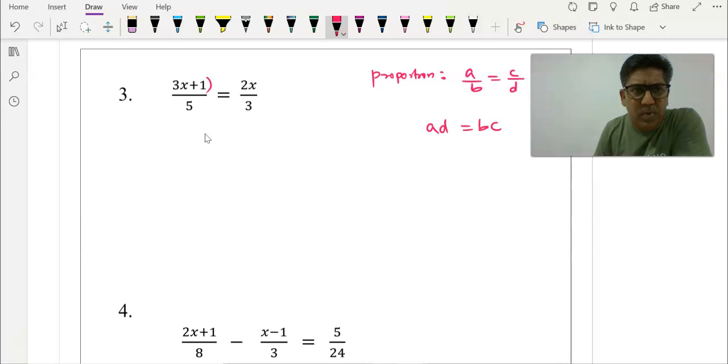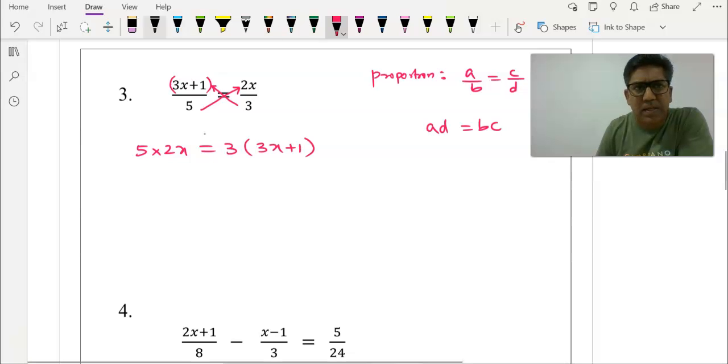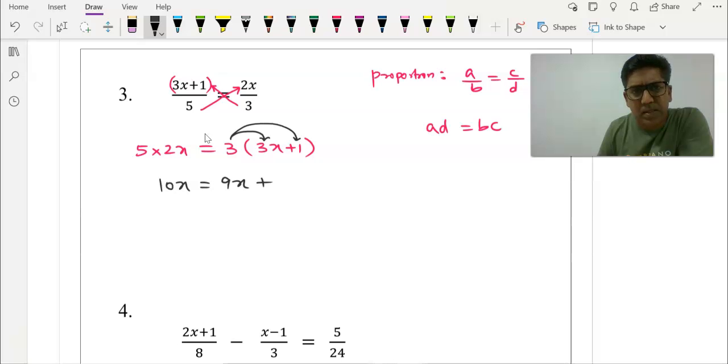First step, in the numerator you have a binomial, so use a bracket. So 3 will multiply with this bracket and 5 will multiply with 2x. So 5 times 2x is equal to 3 times the bracket 3x plus 1. Expand the bracket. 5 times 2x will give me 10x. On the right hand side, when you expand, 3 times 3x is 9x, and 3 times 1 is 3.